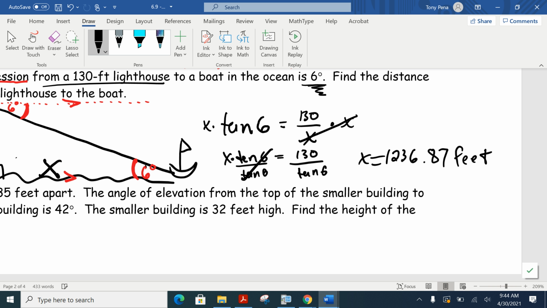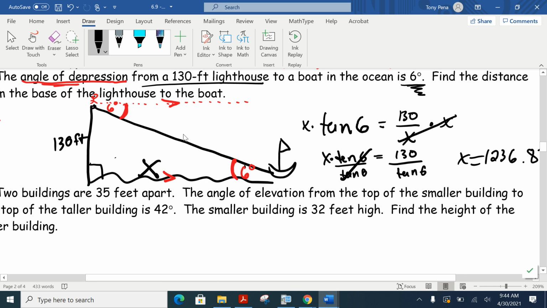We do want to put feet on here because there's a big difference between it being 1,200 feet versus 1,200 meters versus 1,200 inches, 1,200 miles. So the distance, we definitely want to assign a unit to that. All right. Okay, hopefully we're able to do that.